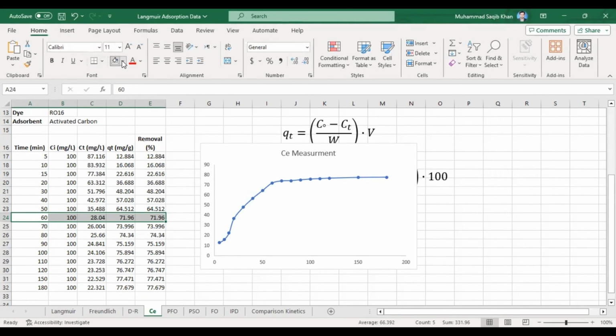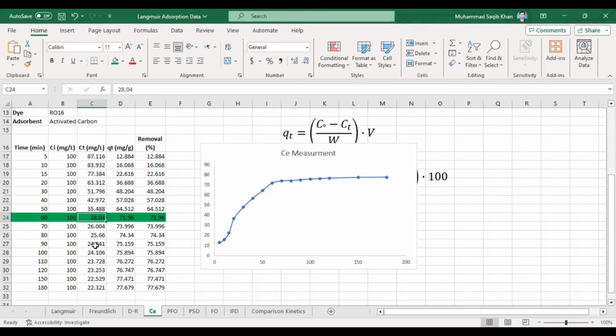After 60 minutes, not much removal, not much adsorption or desorption. If there was desorption, these values could be lower. The removal could be lower than this value. So there was not much adsorption or desorption after 60 minutes. So we can consider 60 minutes as our equilibrium time, and the concentration at this time is our equilibrium concentration.